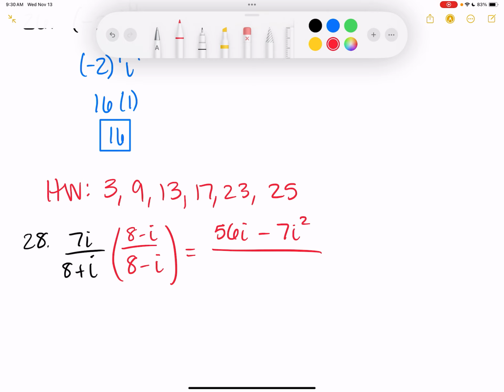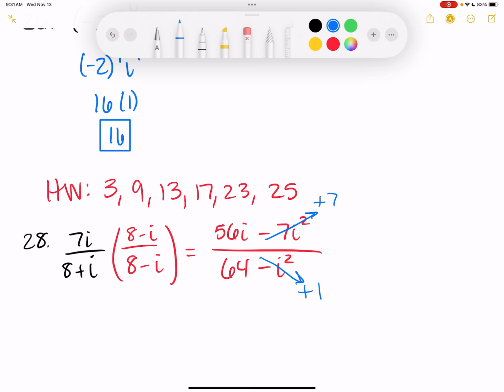what do I get? 64. Multiply. 64. That's not it. Plus i squared. You're multiplying minus i, negative i squared, minus i squared, because i squared is negative 1. So i squared is negative 1. This is negative, so this is going to be plus 1. 65. Negative 7i squared would be plus 7.